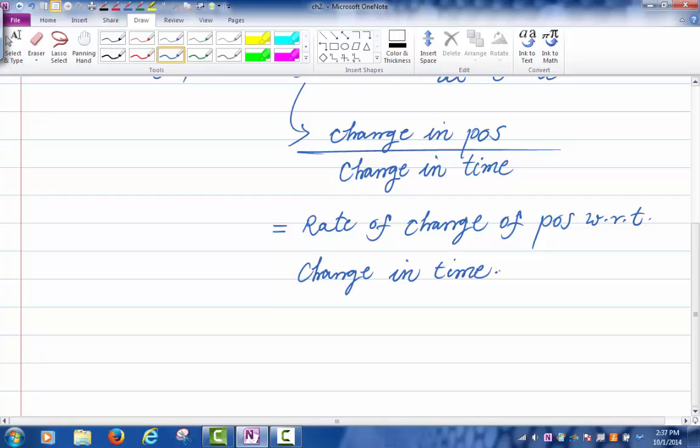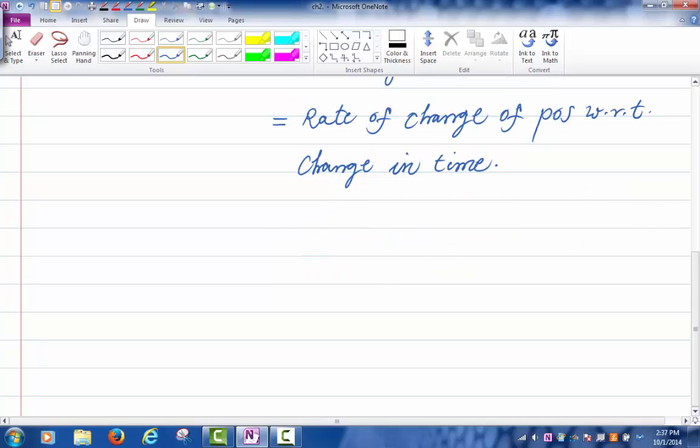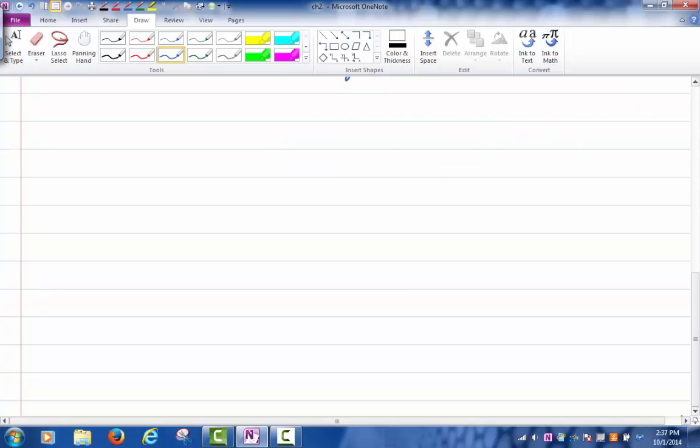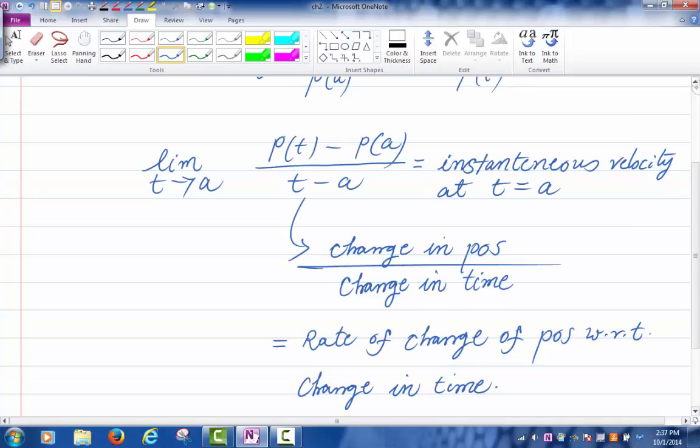But this position function isn't the only one for which we want to know the instantaneous rate. There are many other functions, so we need to talk about it in a general way. What do we call this limit? We call this limit the derivative of the position function at time A. The derivative of the position function at time A is given by that limit, and the derivative of the position function is the velocity function.